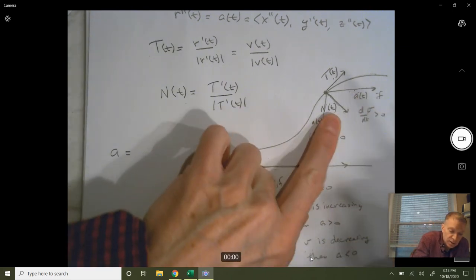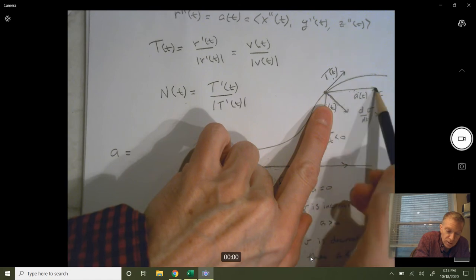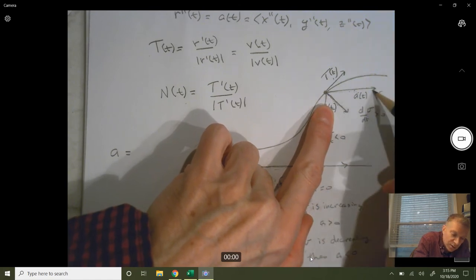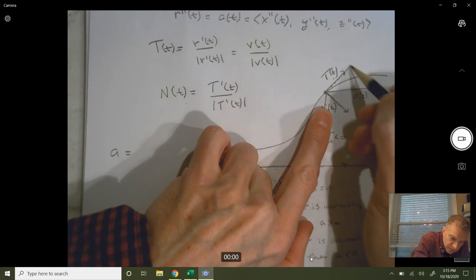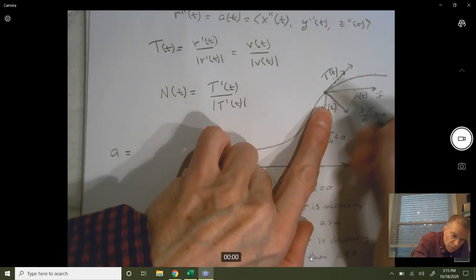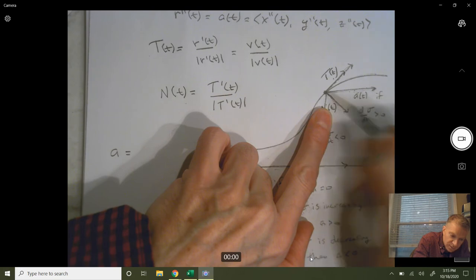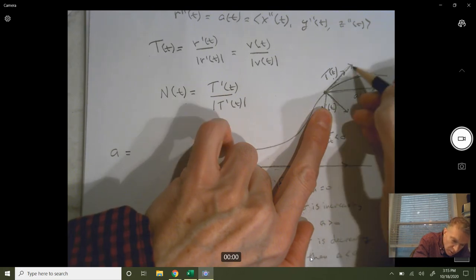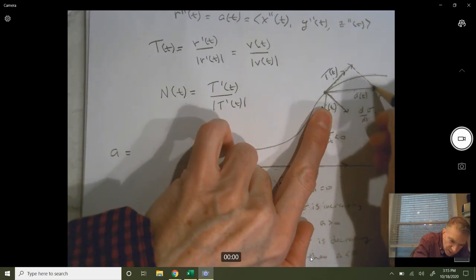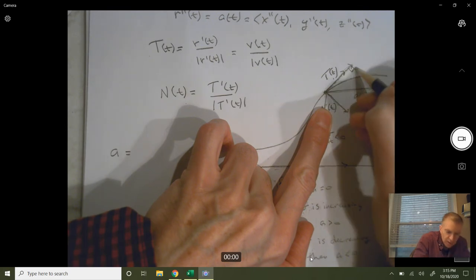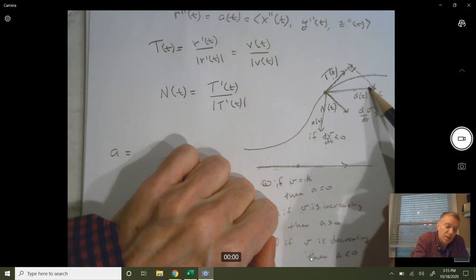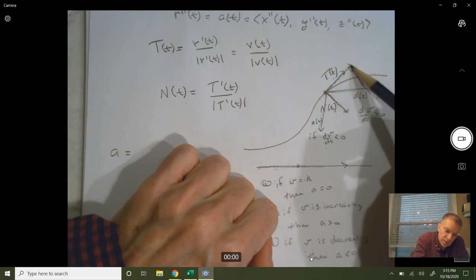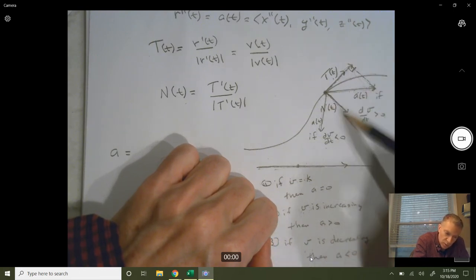For instance, let's say the acceleration vector goes here. You can break this down into a component that's in the direction of the tangent, plus a component of your acceleration that's in the direction of the normal. And this would make a right angle. So this can be broken down into a component in this direction plus a component in this direction, which is the direction of your normal.